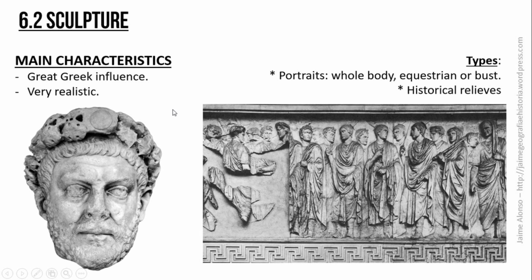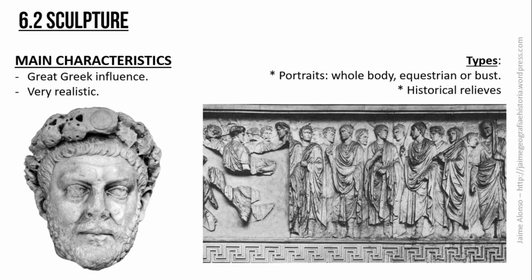Roman sculpture, 6.2. The main characteristics of Roman sculpture are that they have a massive Greek influence. We have already seen the importance of Greeks in many fields of Roman life, how, for example, they adopted the Greek pantheon, and they also took the base for art, as we have also seen in architecture. In general, Roman sculpture is very realistic, even though we are going to see the different evolution depending on the periods. There are lots of different types of sculpture.